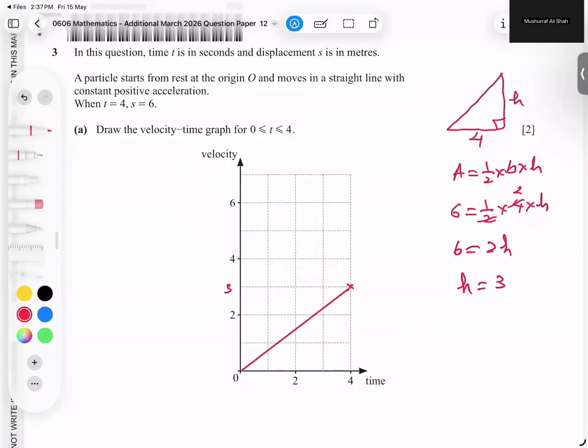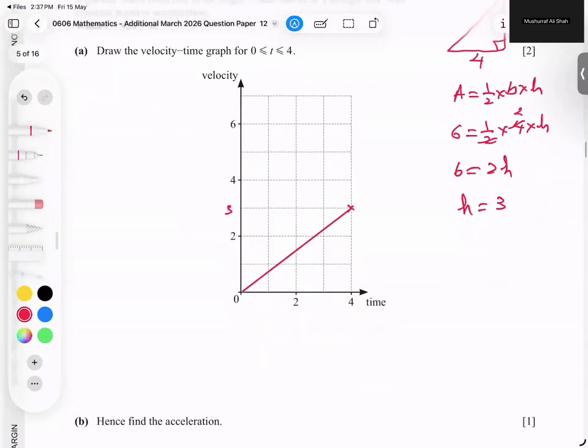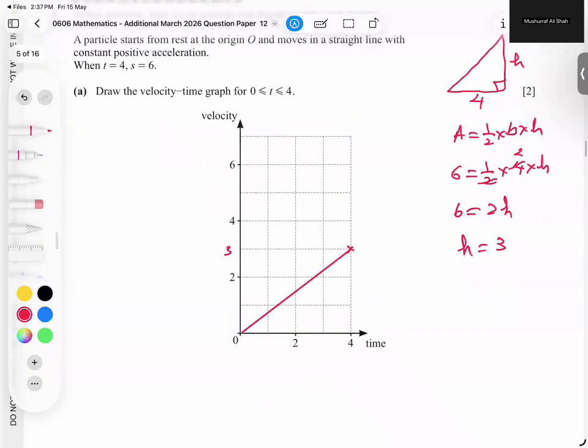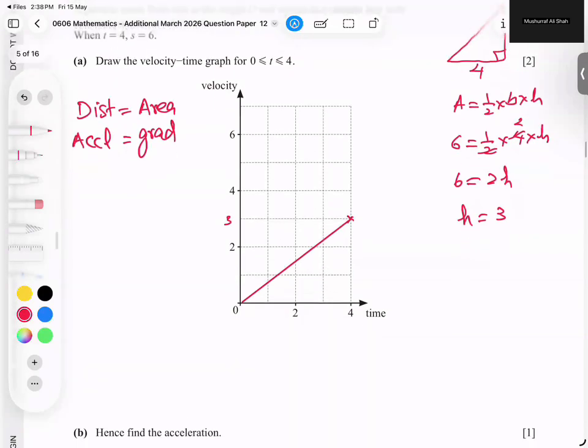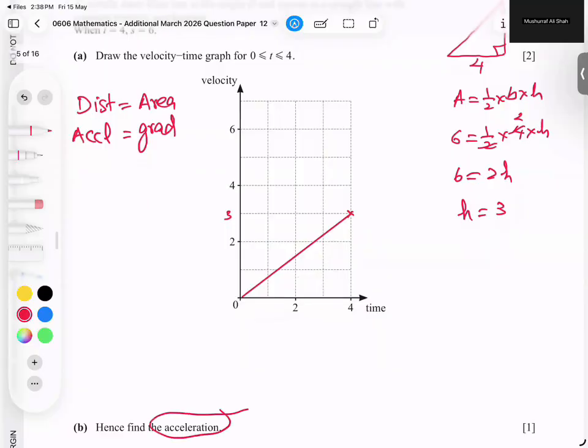So he said, draw the velocity-time graph, done. Below is the part to find acceleration. We have two criteria, you know them very well, in the case of a velocity-time graph. Rule number one, distance is equal to the area under the line, and the gradient is equal to acceleration. So he's asking from us the acceleration in part B. So how do we find acceleration? At this point the coordinates are 4, 3. x is 4, y is 3. Here we have 0, 0.